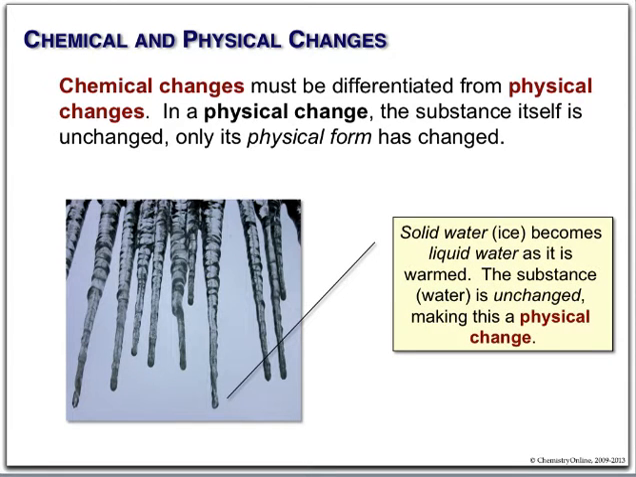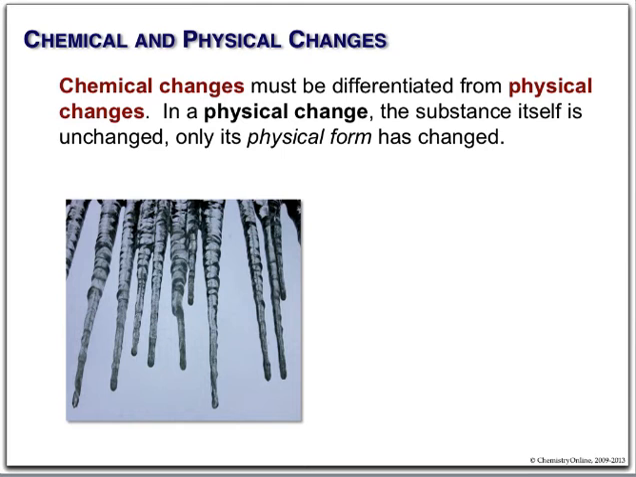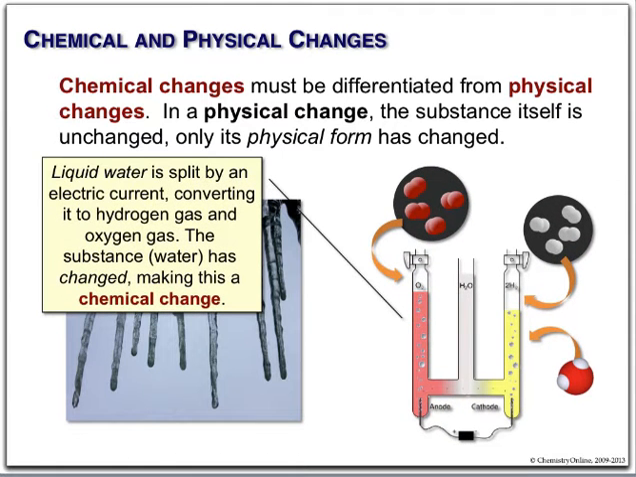In a physical change, we're beginning with one substance and we're doing something, but we still wind up with the same substance. An example is icicles melting. You're going from solid water to liquid water, but it's still just water. An example of a chemical change with water: if we pass electricity through it, we can split water into hydrogen and oxygen gases. They have totally different chemical and physical properties than the water that we started with.